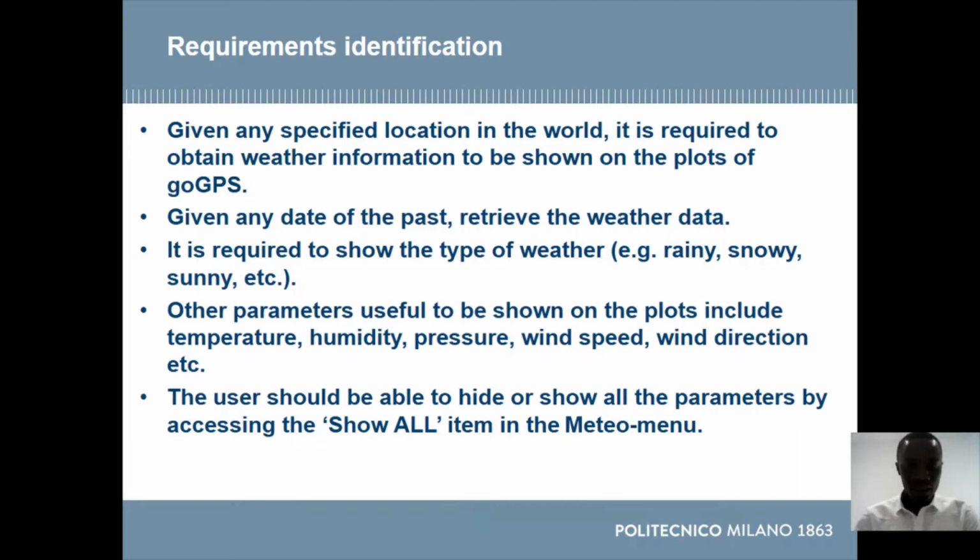Now, at the requirement stage, the must-have and then the should-have requirements were identified. The must-have requirement, for instance, was that given any receiver position on the globe, it should be possible to obtain its information to be shown on the plot of GoGPS. And also, the program should support display of data for past events. The should-have requirement, for instance, was that the user should be able to hide or show all the parameters at the same time, aside from displaying them independently on the plot.